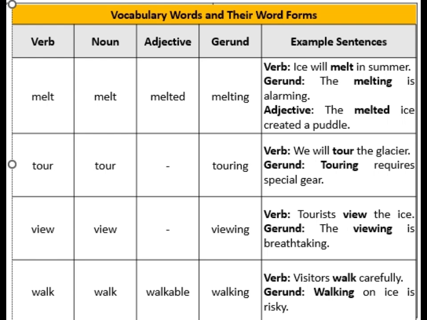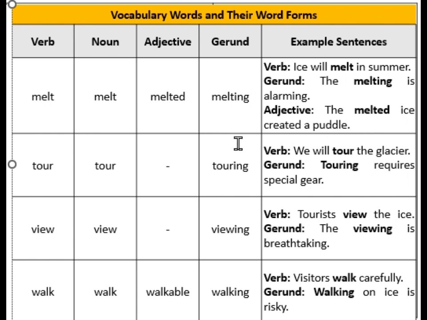Let us look at our 12 vocabulary words and their word forms. Across the top, we have 5 columns: verb, noun, adjective, gerund, and the example sentences. Take note of the word melt in the adjective column. We have melted here. This is a participle used as an adjective. It comes from the verb melt and describes the state after the action. For example, the melted ice created a puddle.